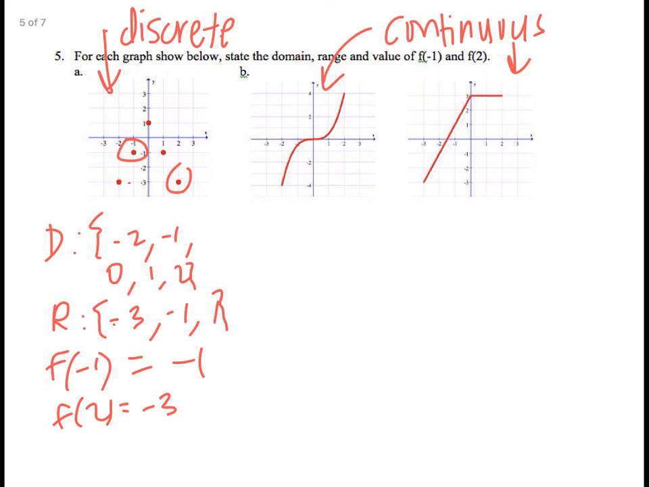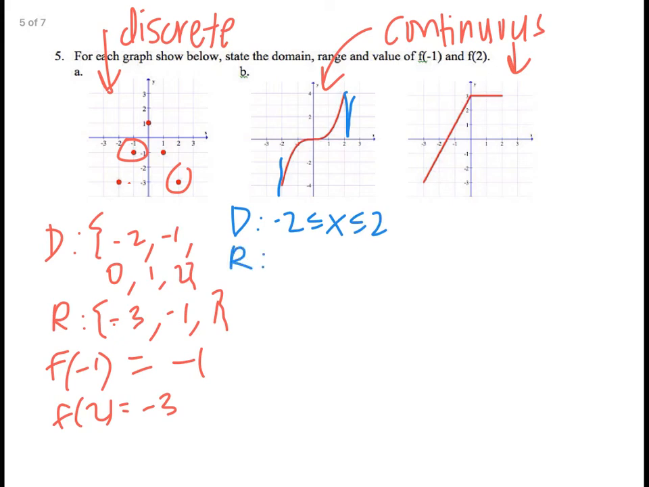Alright, let's look at B. We have a curve here. I'm going to start with my domain again, still my x's, but now I have to write it as an inequality. So I'm going to look to the left. Here's my minimum x value, -2. Max is, oops, that's a little curvy right there. But my max x value is that 2 right there. So I'm going to have -2 is less than or equal to x, less than or equal to 2.